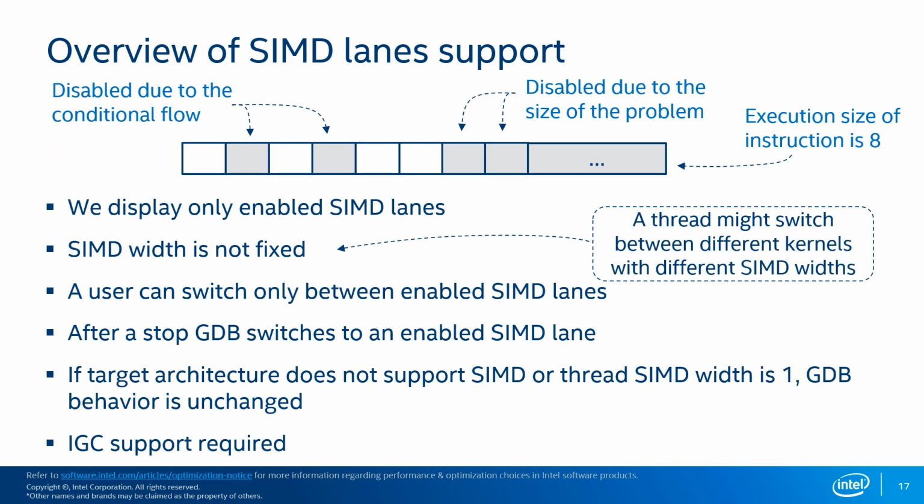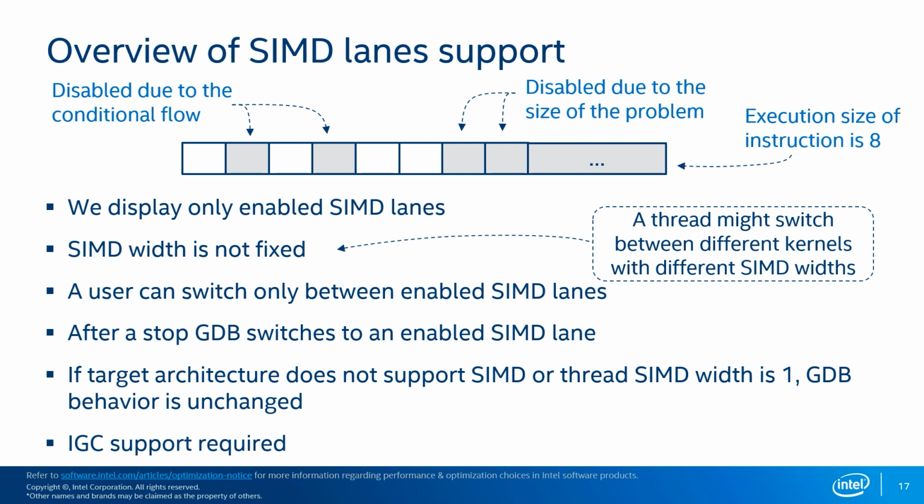Each Intel GT instruction has a 32-bit execution mask, which defines enabled SIMD lanes. So, what can influence the execution mask? First of all, it is the execution size of the instruction. The size is smaller than or equal to 32 and is a power of 2. The size does not exceed the SIMD width of the kernel, which defines the maximal possible execution size of the instruction. Secondly, some lanes might be disabled due to the size of the underlying scientific problem. If the number of data elements is not a multiple of the instruction execution size, some threads might have constantly disabled SIMD lanes at the end.